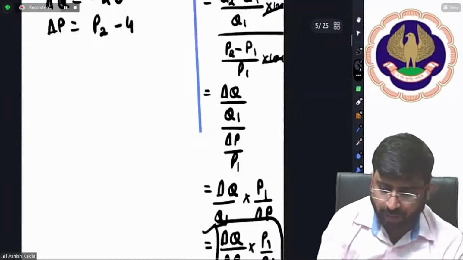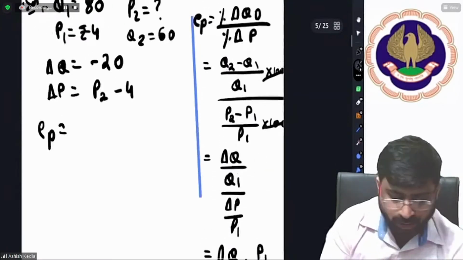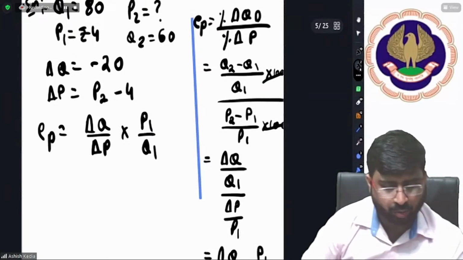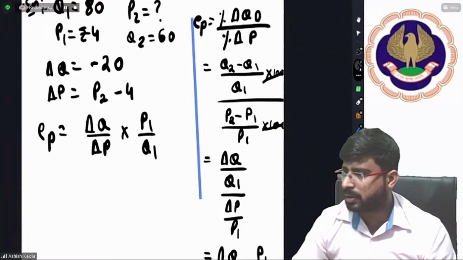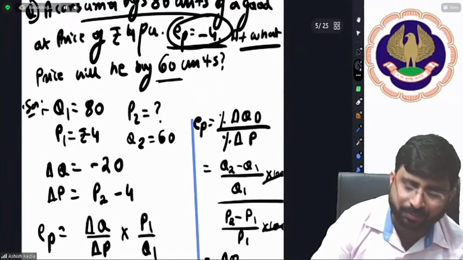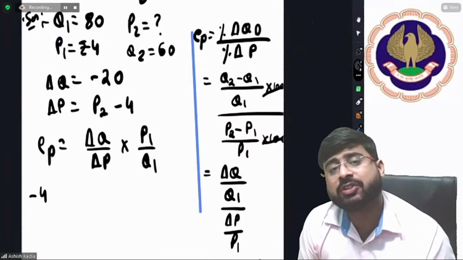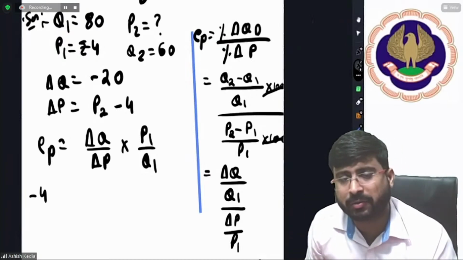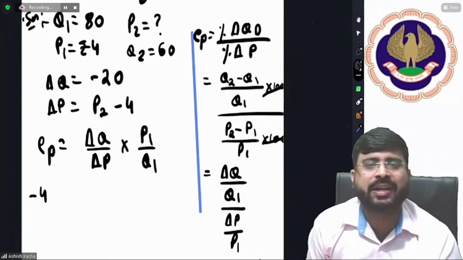Now we have this formula in front of us, right? The formula is that elasticity equals change in quantity by change in price into original price by original quantity. We can use this formula. So now pay attention. What is the value of elasticity? It's minus 4. Remember, here we will put the minus sign only, not positive. Positive is only placed for depiction when we are asked to calculate price elasticity of demand, only for showcase purposes. Otherwise, for practical purposes, we will always use the negative sign.